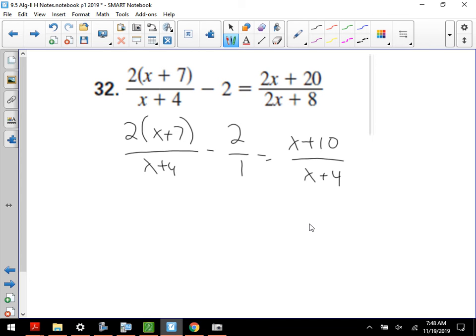What's the common denominator? x plus 4. So you have to multiply everything by x plus 4. When you're doing that, you're bringing it to here, to here, to here. You just don't write it, because what's x plus 4 divided by x plus 4? 1.